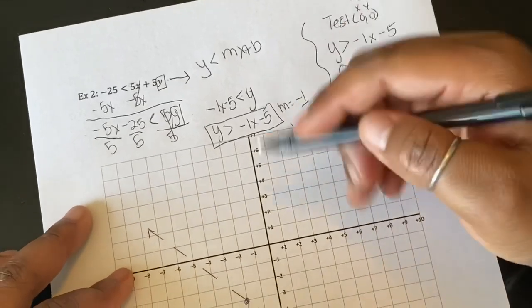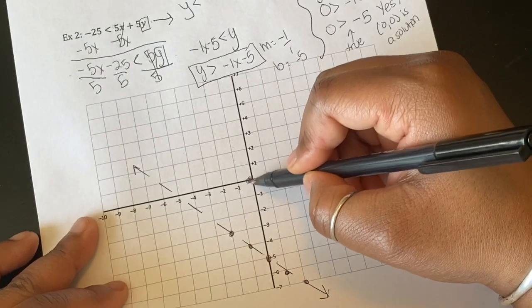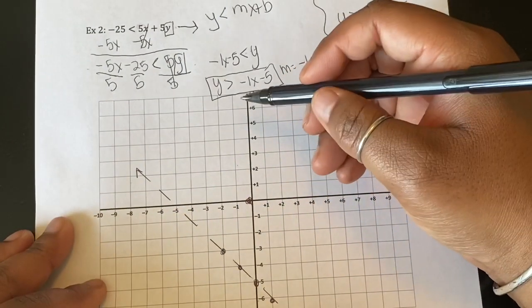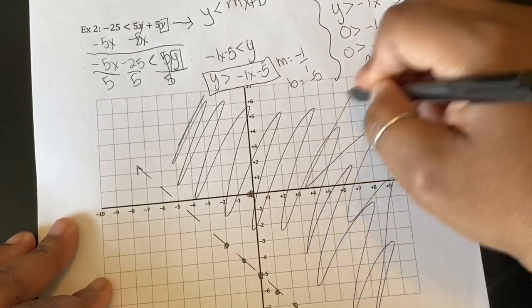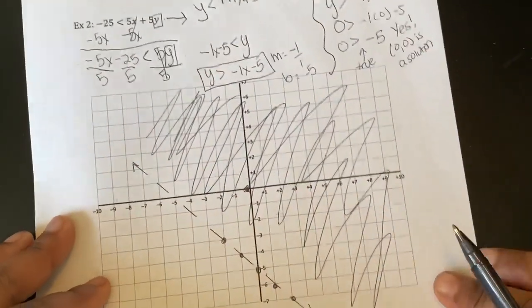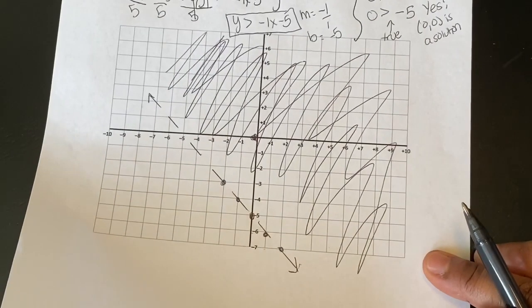Okay. So now here goes the point 0, 0 on my graph. And we said it is a solution, which means that I'm going to shade on the side where 0, 0 is.